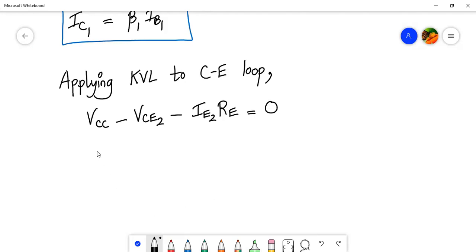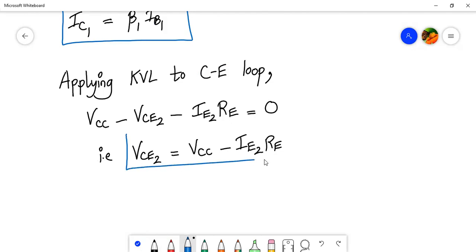Now from here we can easily calculate VCE2. ICQ and VCQ are the Q point. So VCE2 is VCC minus IE2 into RE, right? So that's the expression for VCE2.